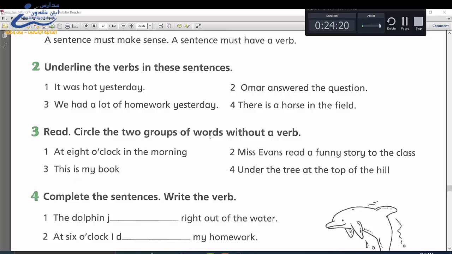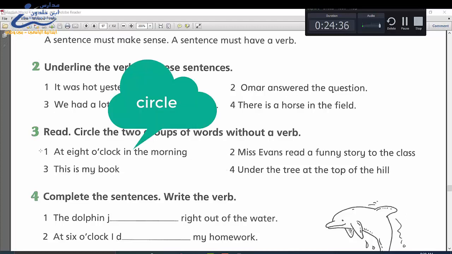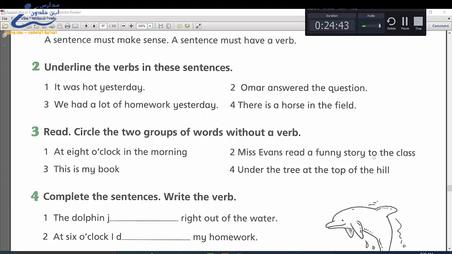Exercise number 3. Circle the two groups of words without a verb. Number 1. At 8 o'clock in the morning. Is there a verb here? No, so circle this sentence. Number 2. Miss Evans read a funny story to the class. Yes, we have a verb here, so leave it.